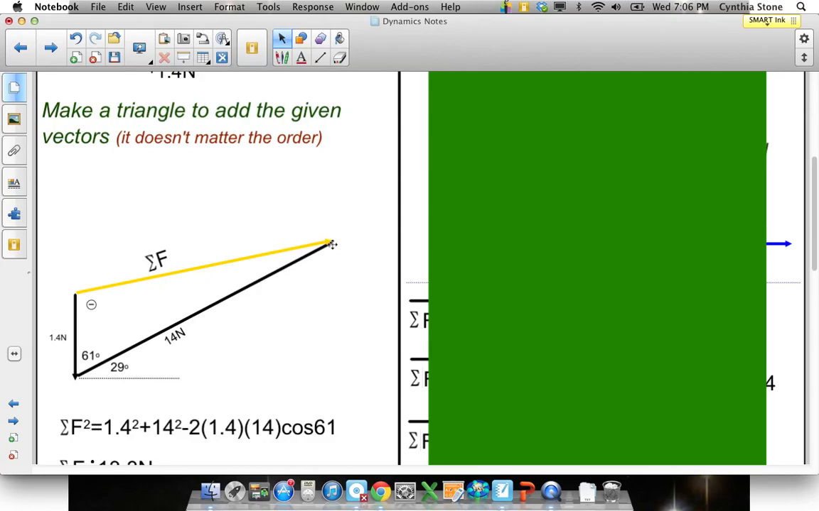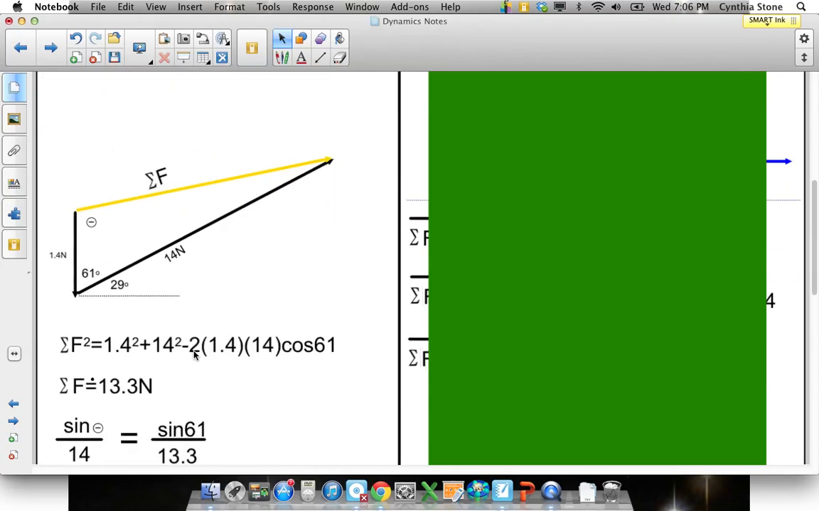It's a resultant force, just like when we did displacements or something like that. It's the same thing. If I'd drawn the 14 first, that would be fine. I'd draw the 14, then here would be the 1.4, and then my resultant would be from here to here, and it would be the exact same size and exact same angle as this yellow one. It just would have been shifted down. So it doesn't matter which one you do first, okay?